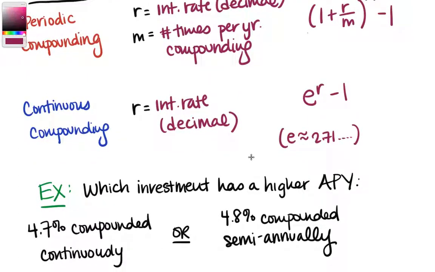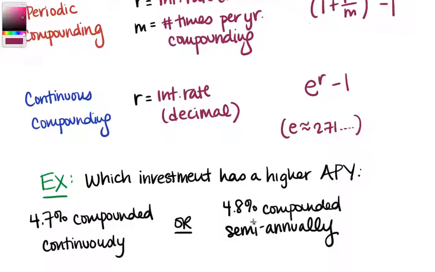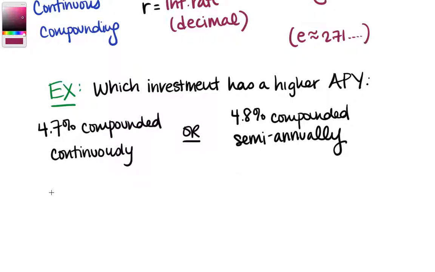Let's go ahead and look at our example. Which investment has a higher annual percentage yield? One at 4.7% but compounding continuously, so compounding all the time, or 4.8%, a little higher but compounded only semi-annually, so twice a year. Let's go ahead and transcribe our formulas. Here we're going to use E to the R minus 1. For compounded semi-annually, we're going to use 1 plus R over M, all raised to the M, minus 1.